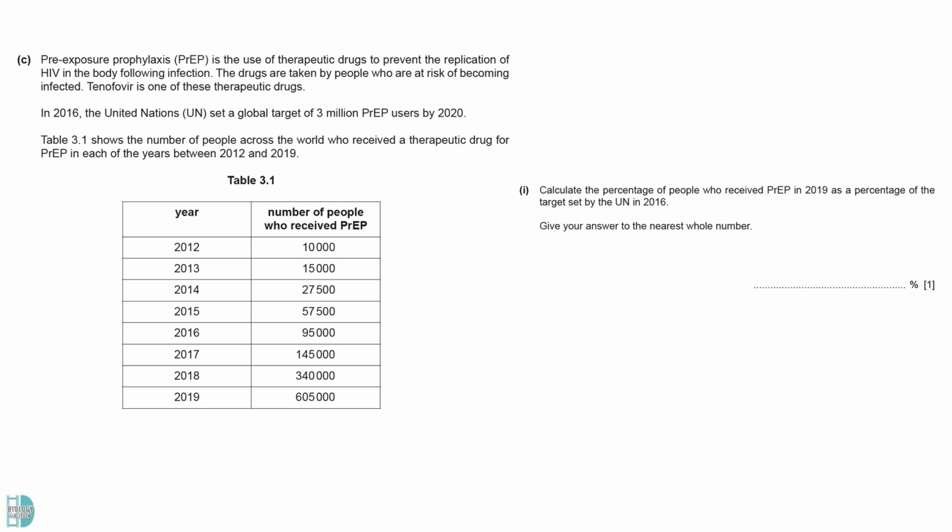C1. Calculate the percentage of people who received PrEP in 2019 as a percentage of the target set by UN in 2016. Divide the number in 2019 by the target and multiply by 100. Remember to round it to the nearest whole number before writing it down in the answer space.